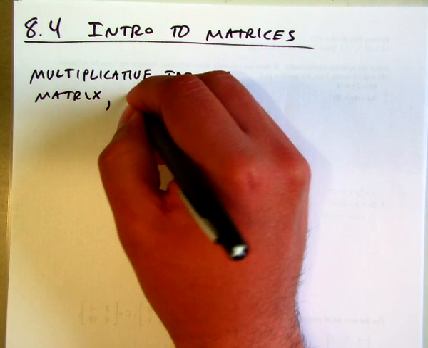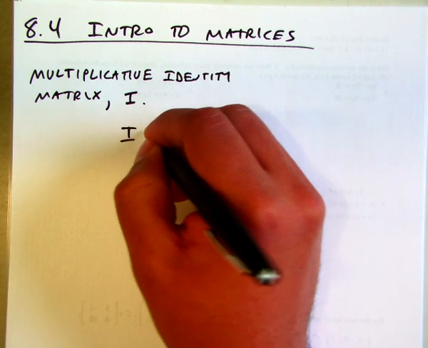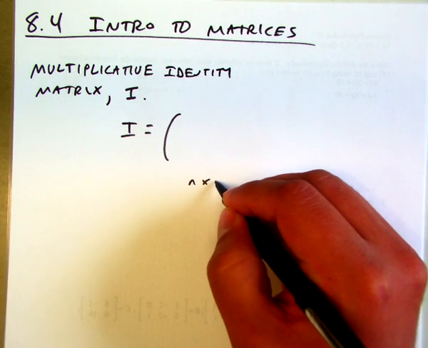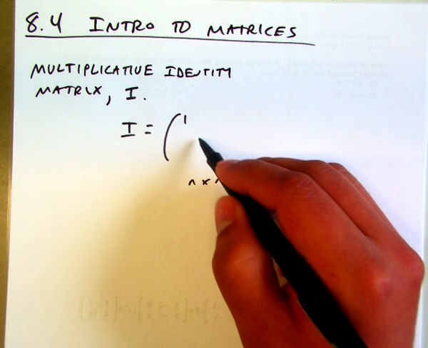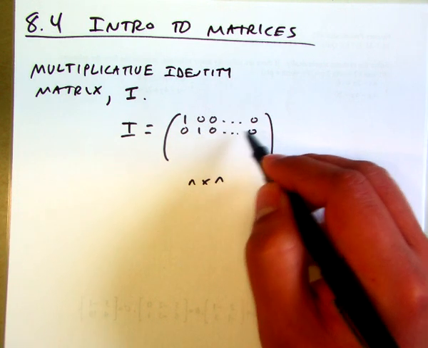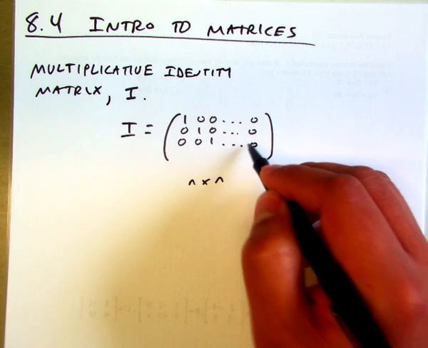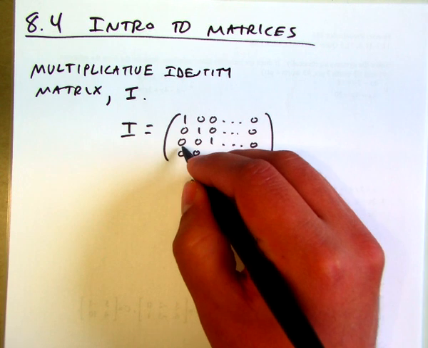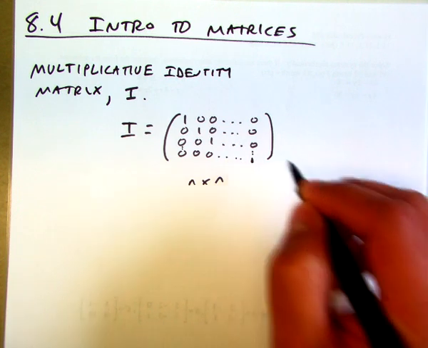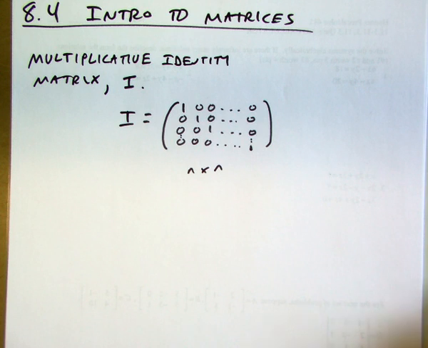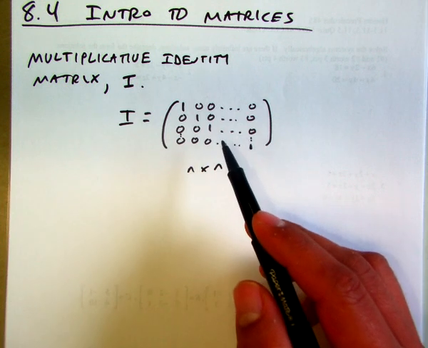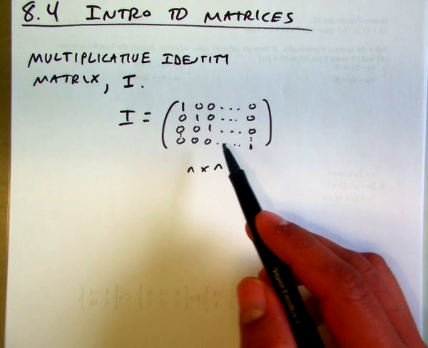Which we usually call I. And it's defined as an n by n matrix with a diagonal of 1s and 0s everywhere else. So this is an n by n matrix. It's called a multiplicative identity matrix because if you were to multiply a matrix with I, you would not change the matrix that you are multiplying it to.